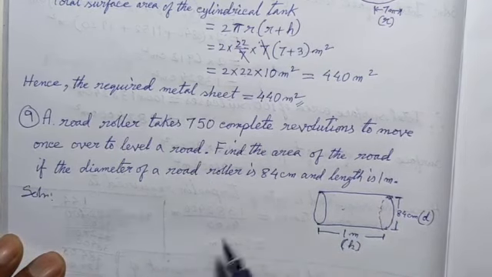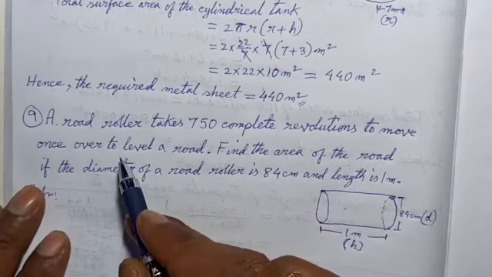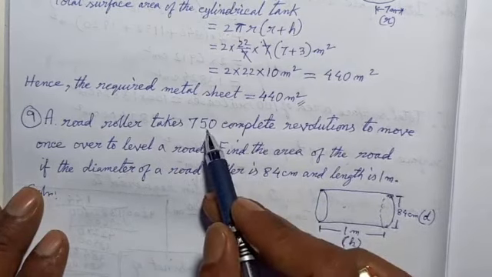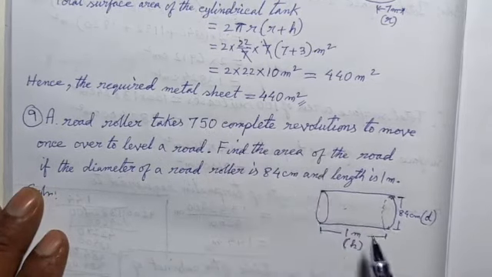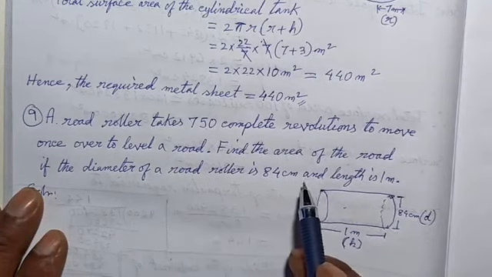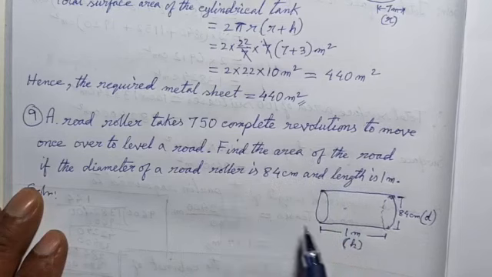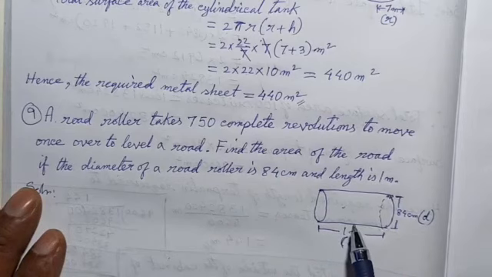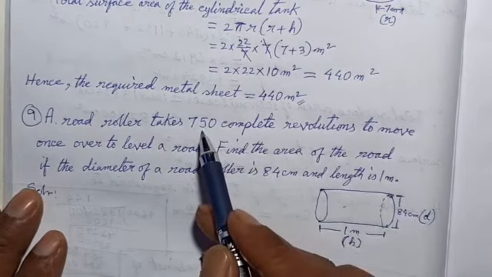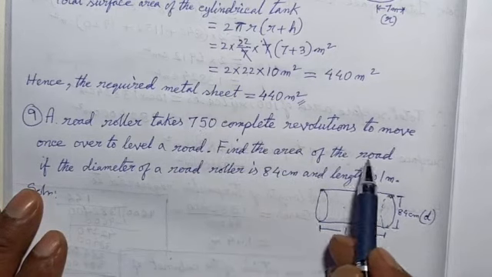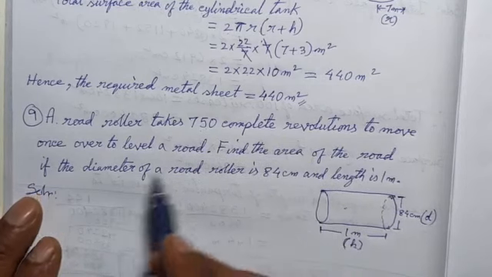Now, to level a road, this roller makes 750 complete revolutions. Now we have to find out the total area of the road. So to find out the total area of the road, first we have to find out the curved surface area of this roller. After finding the curved surface area of this roller, we have to multiply by the number of complete revolutions, and that will give the area of the road. Now solution.